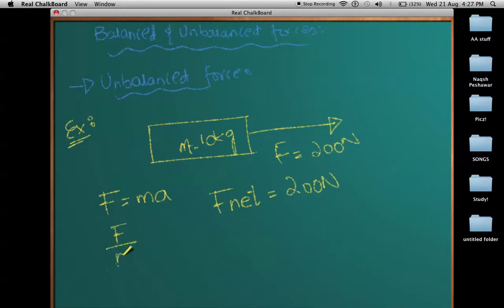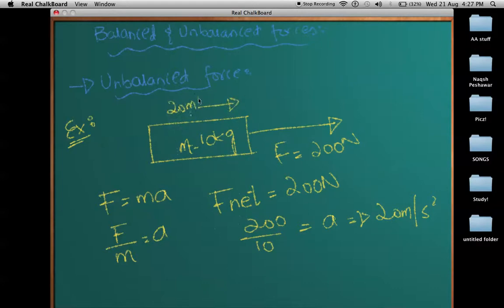And I can simply find out the acceleration using this formula. So 200 divided by 10, the acceleration would give me 20 meters per second square in the direction of the net force. This is obviously in the direction of the net force. This becomes 20 meters per second square. Let's see, this is the simplest example of an unbalanced force. This means that there is a net force acting on this box, and there is a net acceleration, or a total acceleration, of 20 meters per second square in a direction.